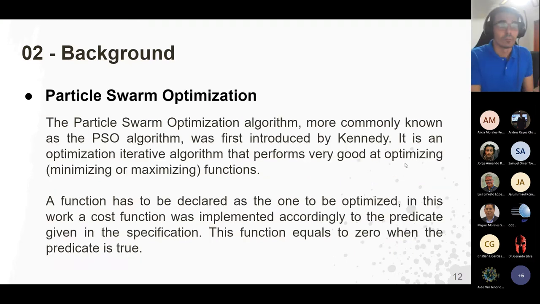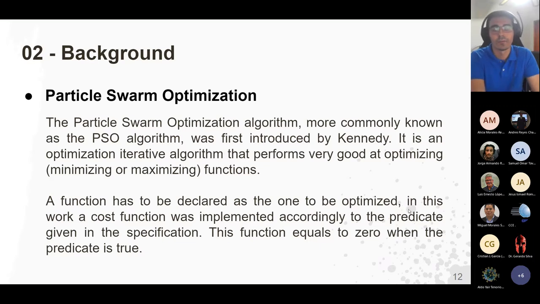Well, the particle swarm optimization algorithm was introduced by Kennedy and has several applications nowadays. It is an iterative algorithm that performs well at optimizing functions. We use it in our work to minimize a cost function that depends on the predicates written in the specifications. This function takes a predicate as a parameter, for example, x is greater than y, and the function equals zero when the predicate is satisfied.